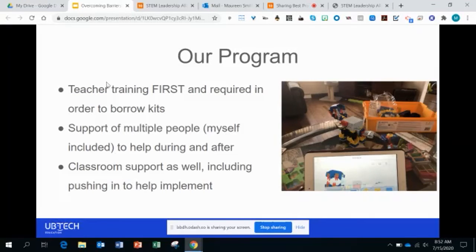And here's our program. So I want to make sure to fully cover it. Everybody thought I was kind of crazy when I said I wanted to do this. Our program requires the teachers to be trained first. You'll see some pictures of that training, but then they borrow the kits that they need for their kiddos, and they have support throughout. And this has been one of the biggest things, that myself, as well as others on my team and other district staff members, are there to help them as they're learning it, but also as they implement it.